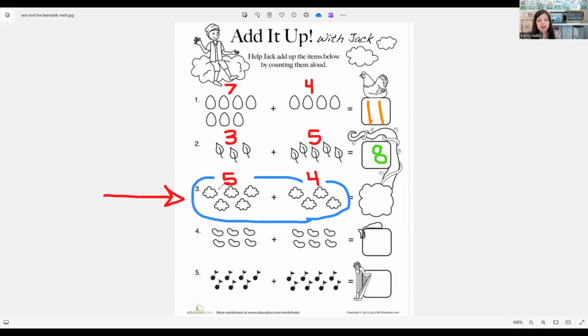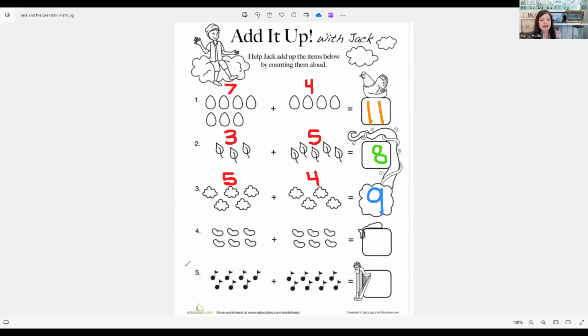1, 2, 3, 4, 5, 6, 7, 8, 9. 5 plus 4 equals 9. Let's write number 9 in the box.